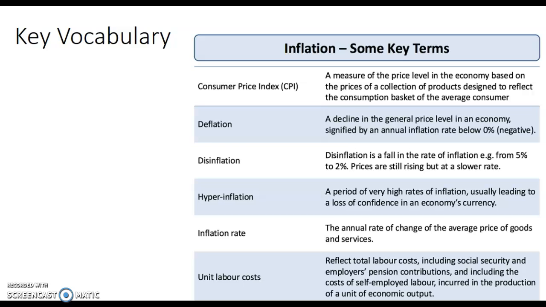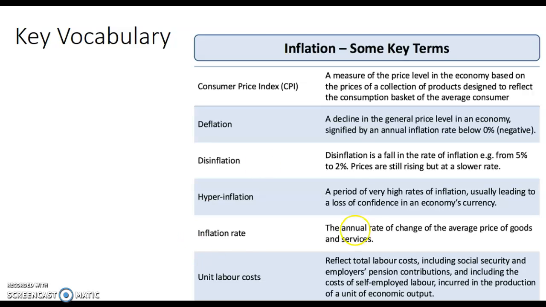Now disinflation is a fall in the rate of inflation, for example from 5% to 2%. Prices are still rising but at a slower rate. For example, last year the inflation rate was say 4.1%, as we learned in the coffee example in the last video. If the inflation goes down from 4.1% to say 3%, that is your disinflation. So inflation went up and then next year it's going down, that is disinflation.